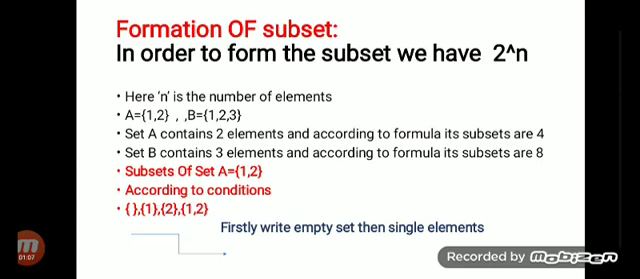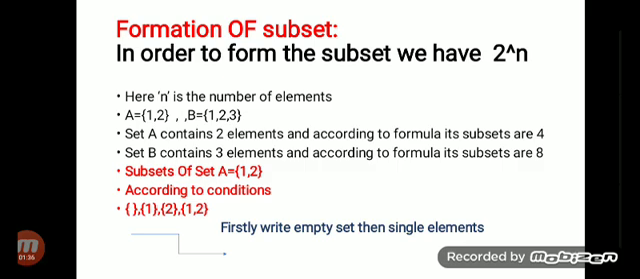Now, formation of the subset. In order to find the number of subsets, we use 2 power n, where n is the number of elements in the set. For example, A contains 1 and 2, B contains 1, 2, 3. It means that there are 2 elements in set A and 3 elements in set B, and set A has 4 subsets and set B has 8 subsets.